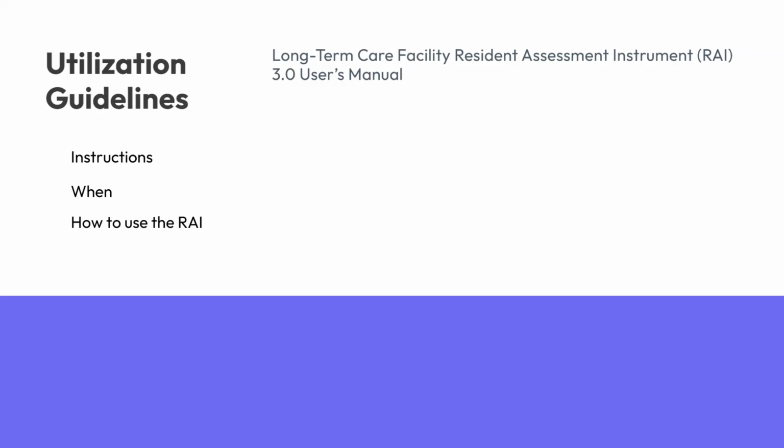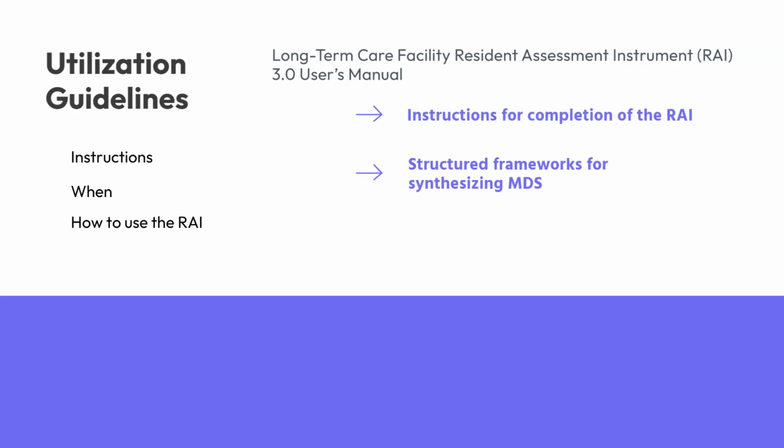The utilization guidelines provide instructions for when and how to use the RAI. The Utilization Guidelines, also known as the Long-Term Care Facility Resident Assessment Instrument 3.0 User's Manual, includes instructions for completion of the RAI, as well as structured frameworks for synthesizing MDS and other clinical information. The manual is divided into 6 chapters, followed by an appendix for references.